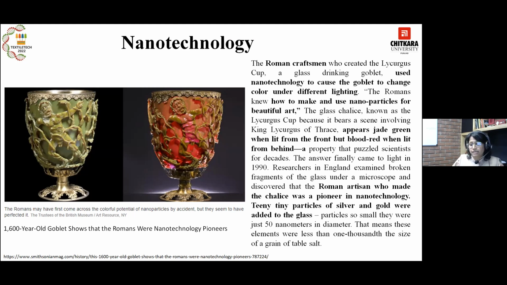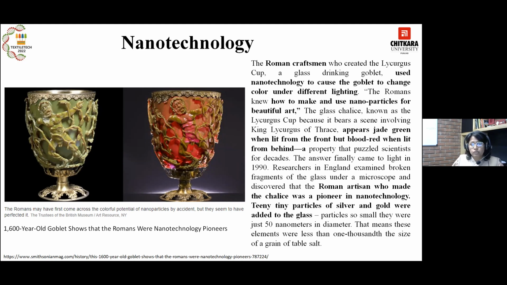Many people say that it is the technology of the 21st century, but our literature and history suggest to us that nanotechnology was there in Roman civilization as well. As we know, Roman craftsmen used nanotechnology to create a cup which can change color. When light falls from the front, it looks green, and when the light falls from the back, it looks red.